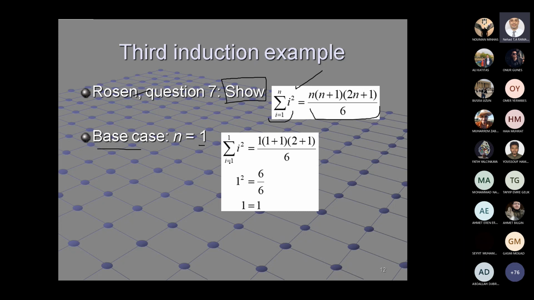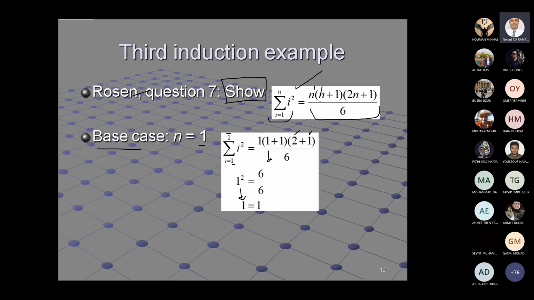Take n equal 1, so it's summation from i equal 1 to 1 for i to the power 2. So i to the power 2, or square, is 1. Now take the right-hand side. We put n as 1. So it's 1 multiplied by 1 plus 1, multiplied by 2 multiplied by 1 plus 1. So 2 multiplied by 1, which is 2, plus 1. Okay, all divided by 6.